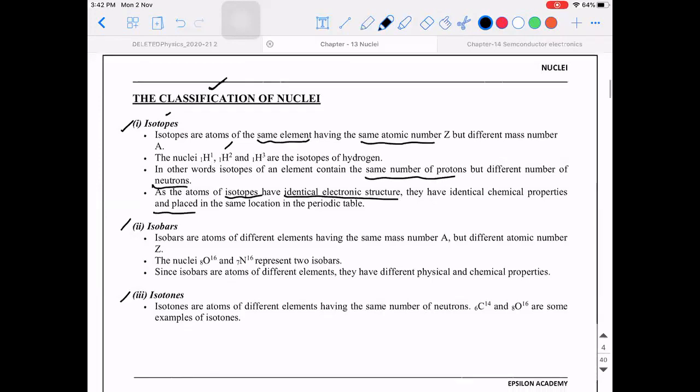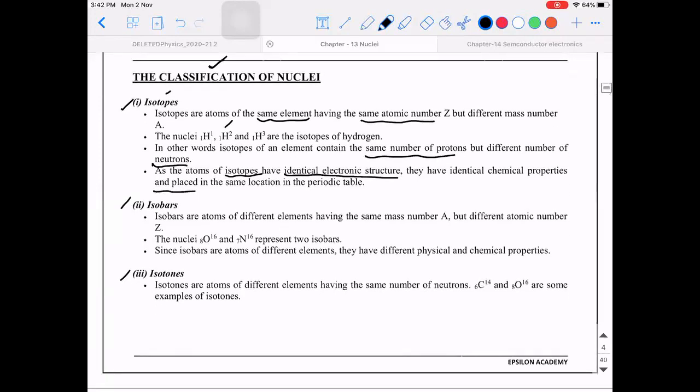This is about isotopes. Then what is an isobar? Isotopes are of the same element, whereas isobars are atoms of different elements having the same mass number, meaning they have the same number of nucleons, but different atomic number. So if you take oxygen, O 16 and 8 and N 16 and 7 represent two isobars because they have the same mass number. Since isobars are atoms of different elements, they have different physical and chemical properties, whereas isotopes have the same physical and chemical properties.